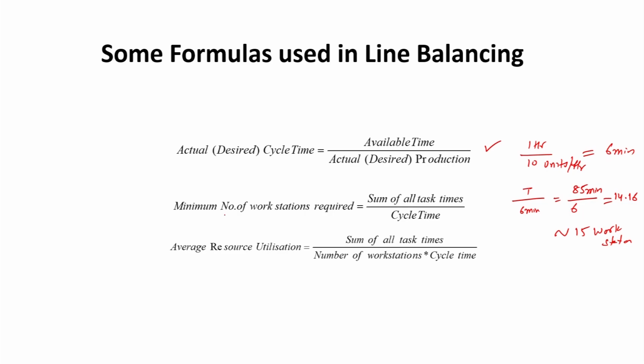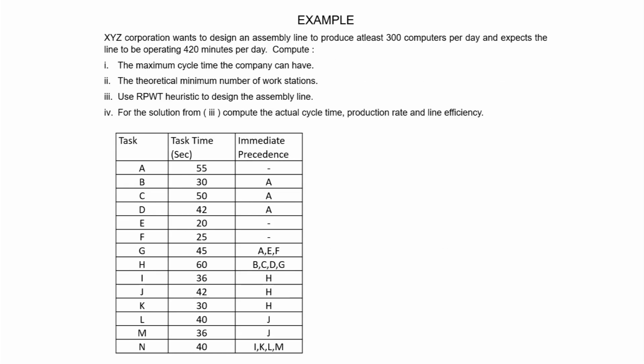From there we will get an idea of how many workstations are required at minimum. In actual, because of imbalance, you may require 15 workstations, or it may be 16 or 17 also, depending upon the situation. Then average resource utilization, which we have already said, is the efficiency of the line: the sum of all tasks divided by the number of workstations into cycle time. We are going to use that to assess the performance. Now, take one example, and before that let me show you the example, then I will come back to the previous slide. This is the kind of example we can have.